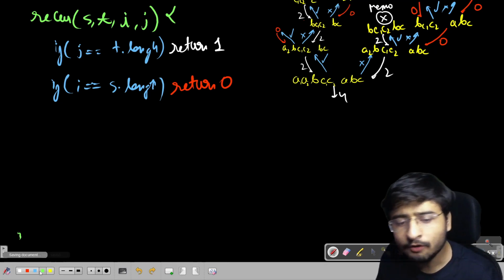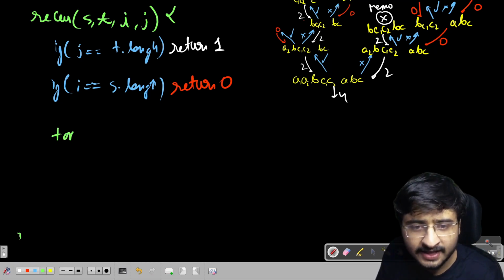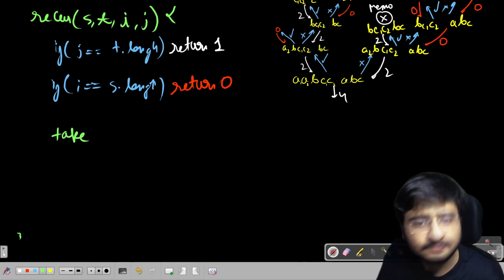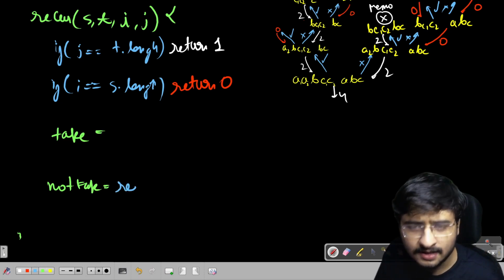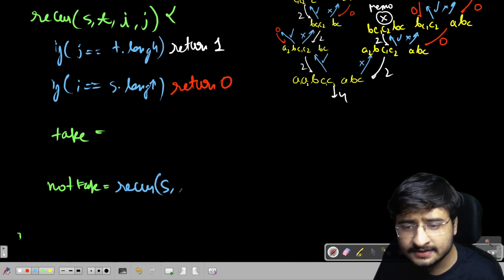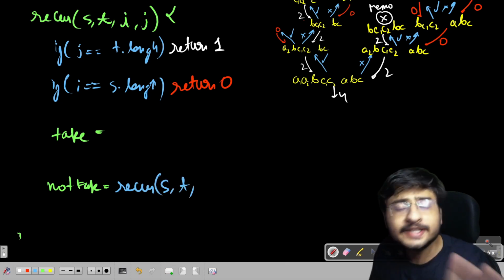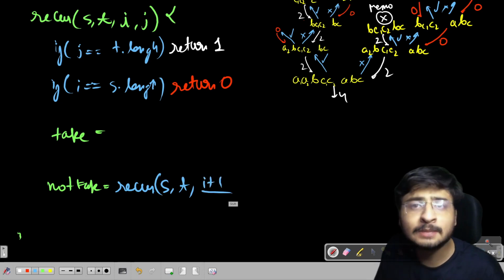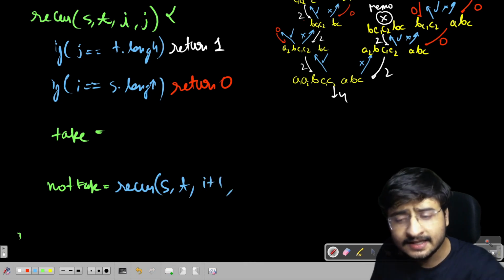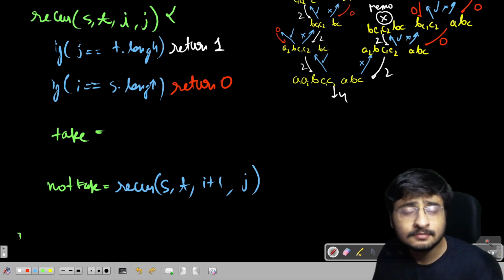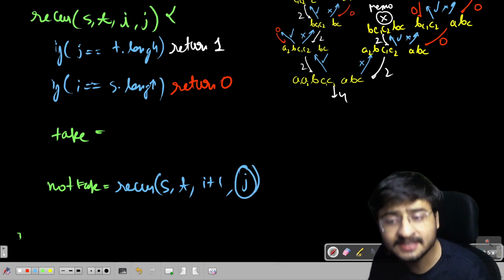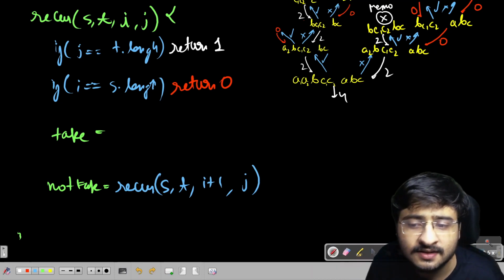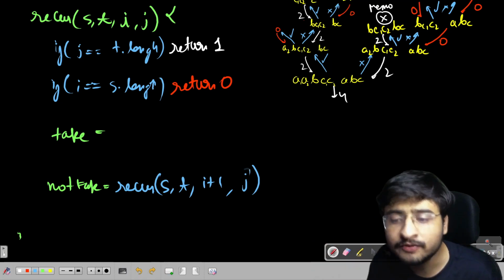Great, no issues. Now for the rest of the cases, there are two choices: if I can take, or if I do not take. Let's write the not-take case first. If I'm not taking the ith character, I recur for s, t, i plus 1, and j remains as it is, correct? I was not able to match the ith character with the jth character. This means that the jth character still needs to get matched with someone in the future. I'm moving i forward, but I'm not moving j forward.